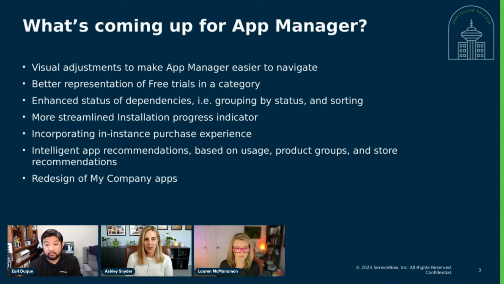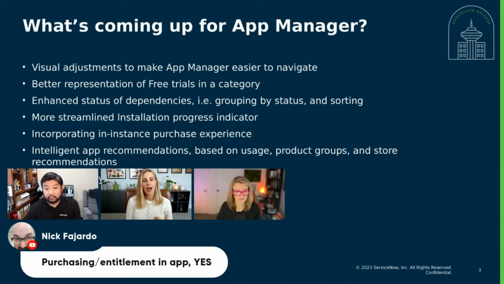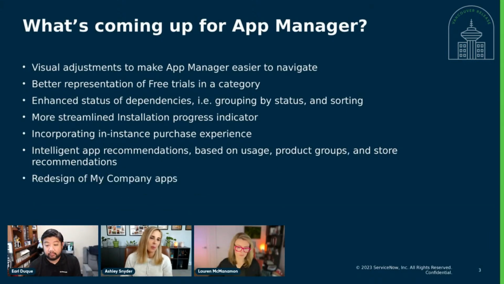And then finally, a redesign of My Company apps. My Company apps are the apps that you create and promote with App Repo or Source Control. How can we work that into App Manager so you don't have to go into two different places?